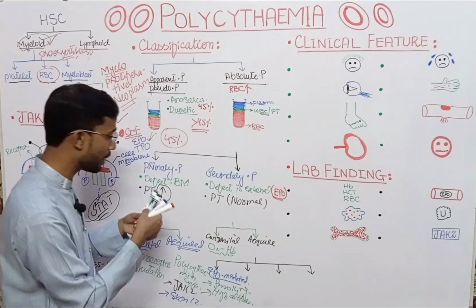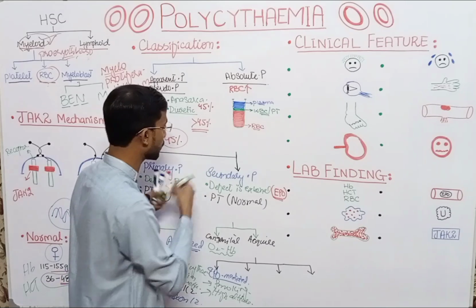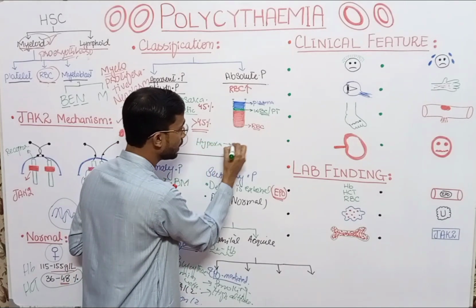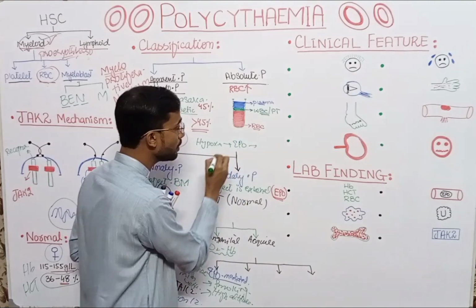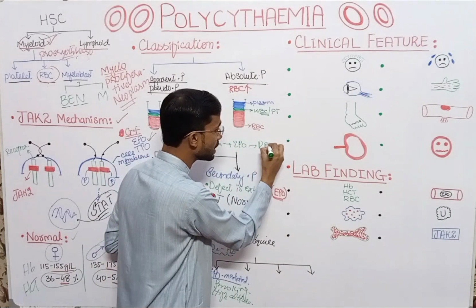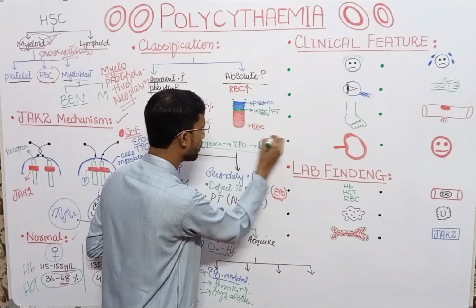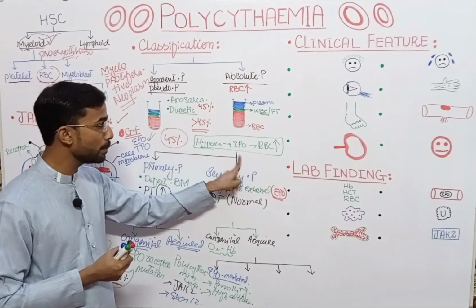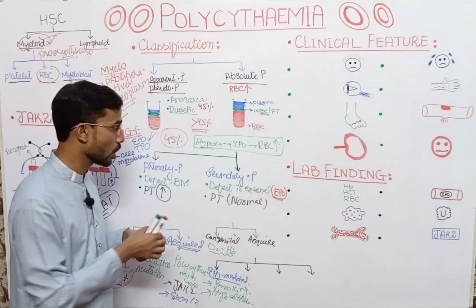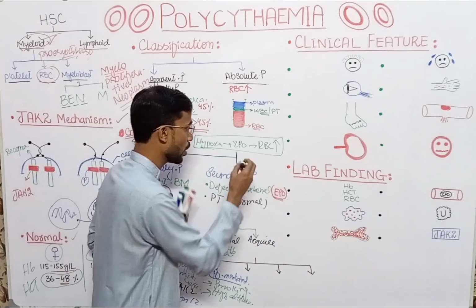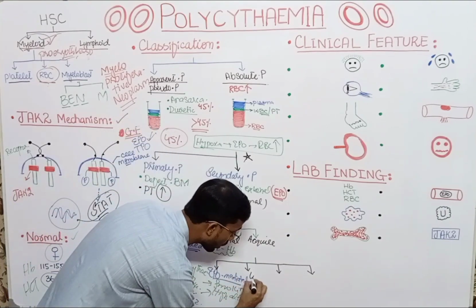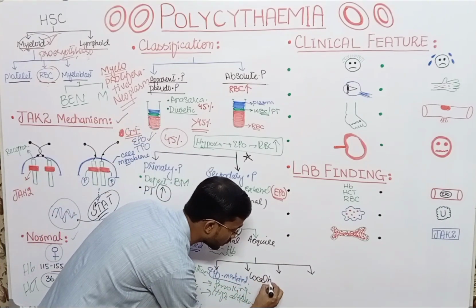Keep in mind this hypoxia pathway. Hypoxia induces the EPO, and ultimately EPO drives the RBC production. So this is the basic process: hypoxia induces EPO, ultimately increasing the RBCs. Next is the local hypoxia.